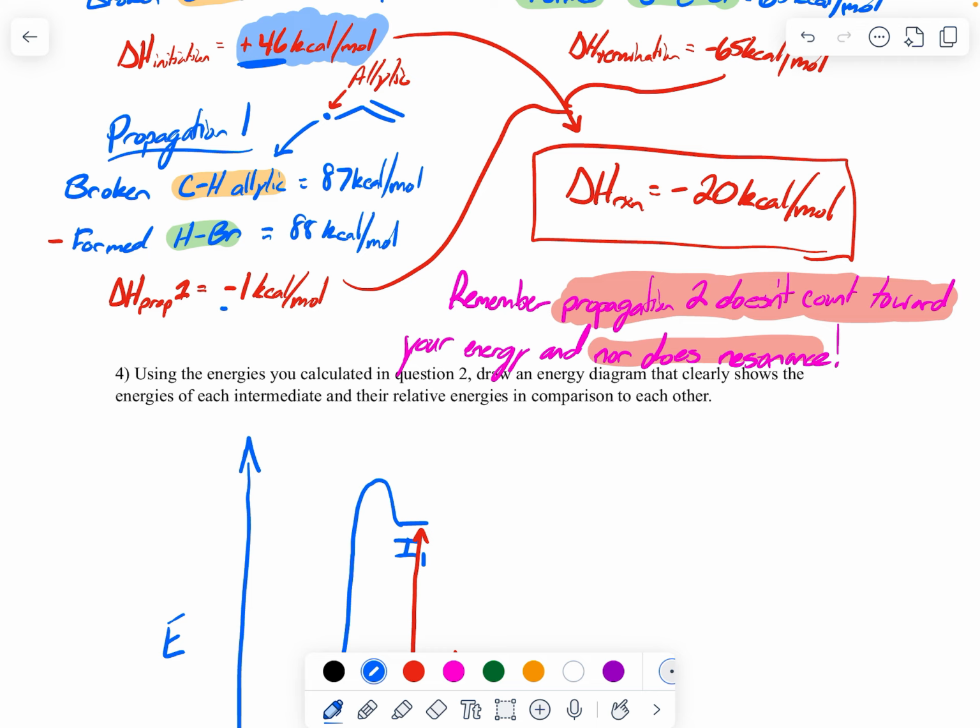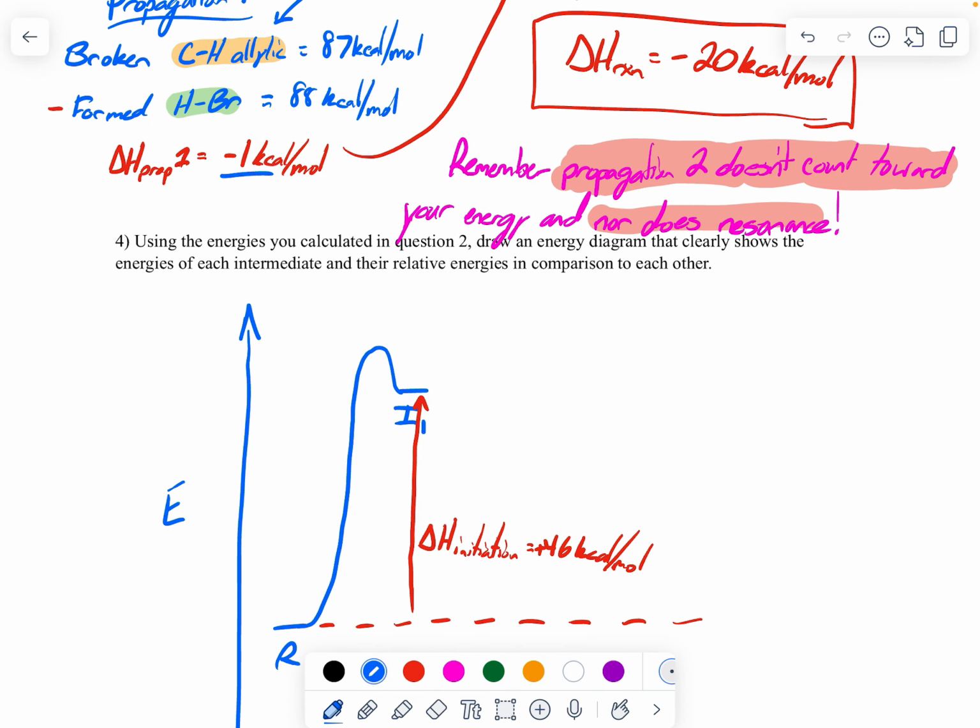We have a negative 1 kilocalorie per mole delta H here. So that means that we're going down in energy. Now, it's not much energy that we're going down, it's only 1 kcal. So our I2 line should go just below where our I1 line is.